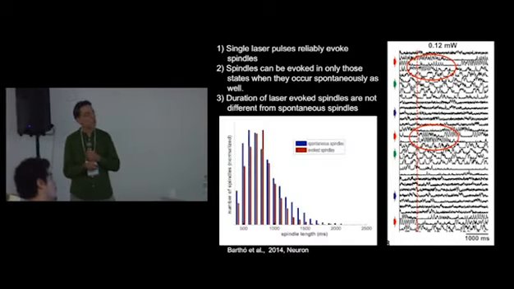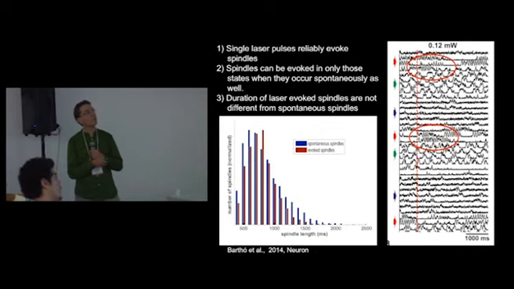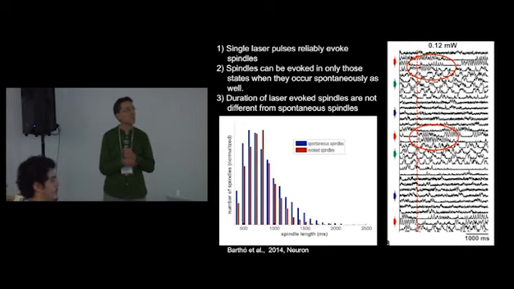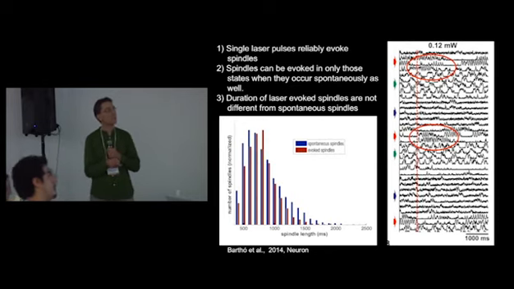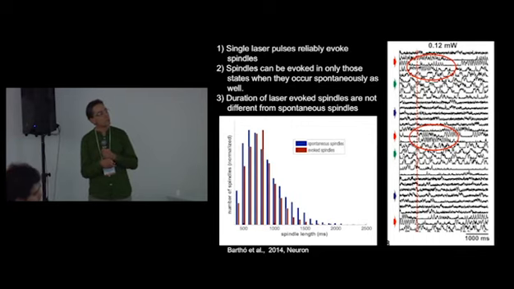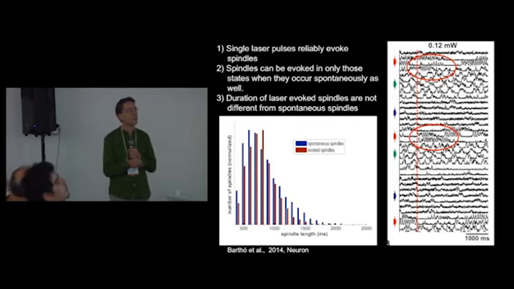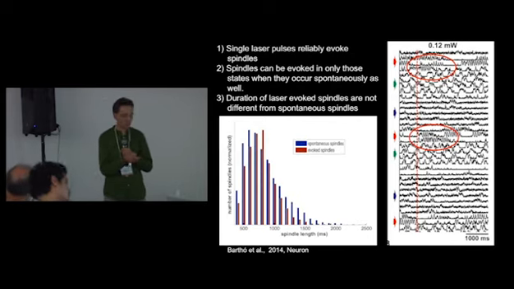But to control more, we compared the duration of laser-evoked spindles and spontaneous spindles. And as you can see, the distributions are very nicely matched. We could very rarely evoke very, very long spindles, but all the other ranges were okay.